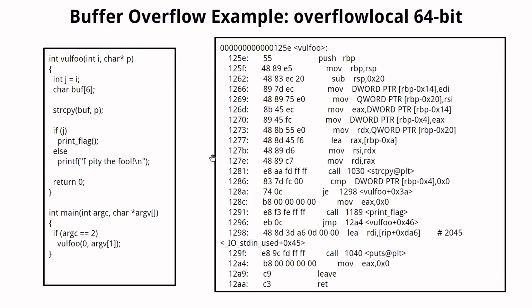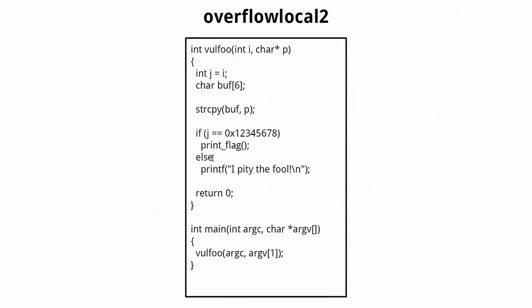The 64-bit version is actually the same thing, so you will do that in your homework. Okay, let's see the second challenge. This one is almost the same as the previous one, except that here the predicate is changed. The previous predicate is just J, which means J cannot be 0. So now we want J to be a very specific number, 1, 2, 3, 4, 5, 6, 7, 8.